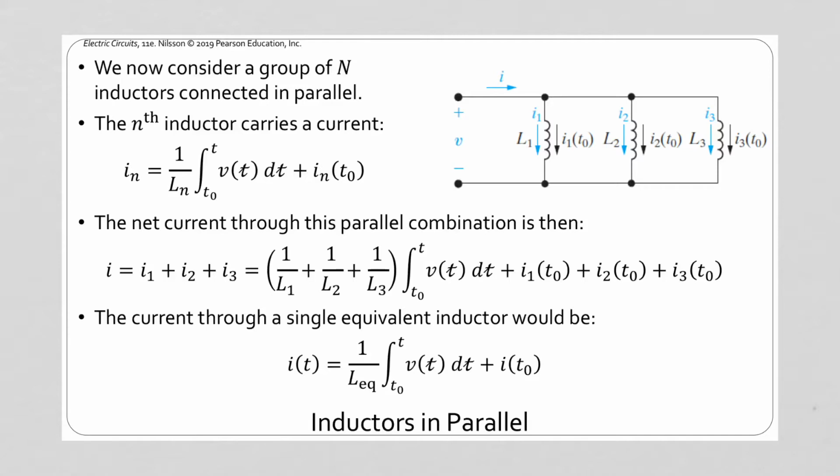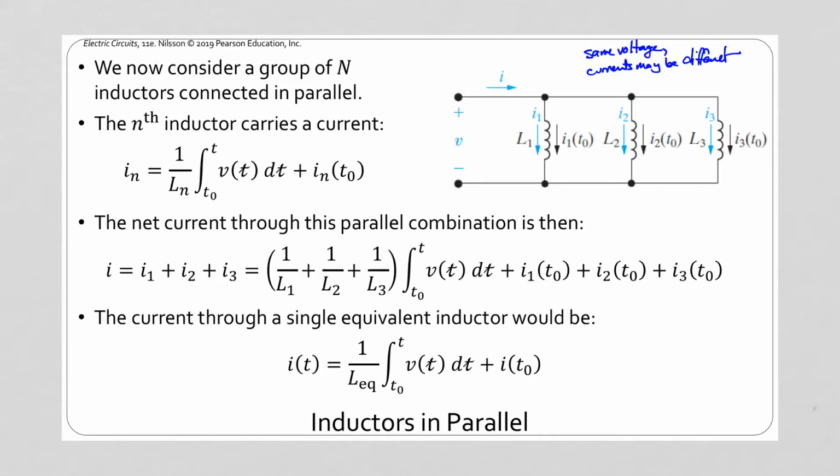Now let's consider a combination of inductors that are in parallel. In this case, the one end of these inductors are connected by wire, and the other end is also connected by wire. So we have the same voltage on one side, the same voltage on the other. So there's the same voltage, but the currents can be different.